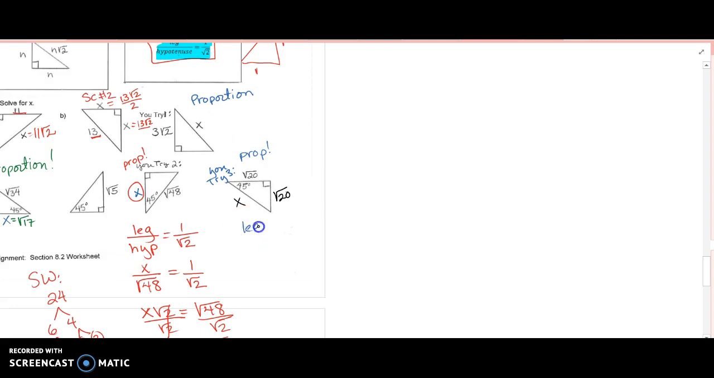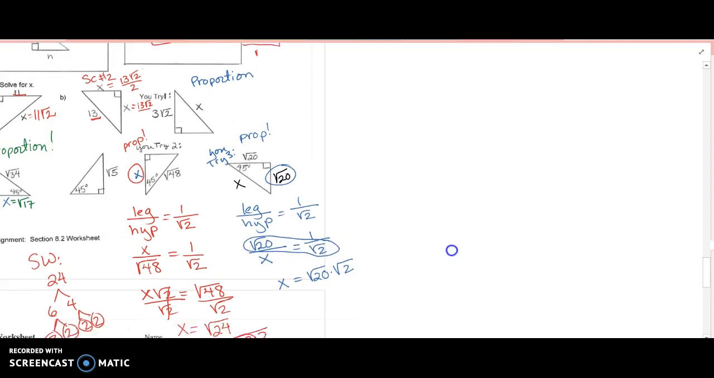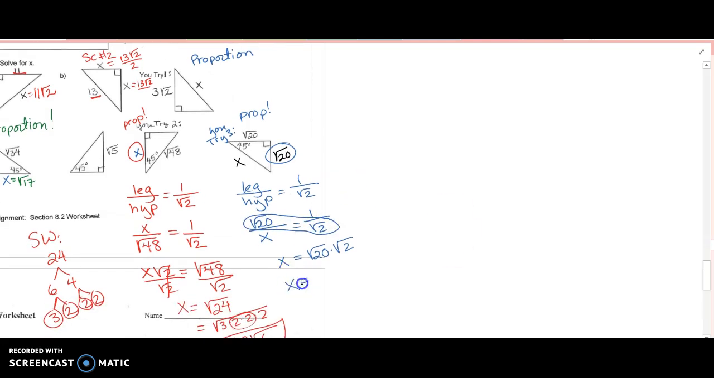Leg is to hypotenuse as 1 is to square root 2. My legs this time are square root 20, both of them. My hypotenuse, that's what I don't know, is x. And we cross multiply. So x times 1 is x. Square root 20 times square root 2 is what I get when I cross multiply going the other way. So that's square root 40. So am I done? Is that my final answer?